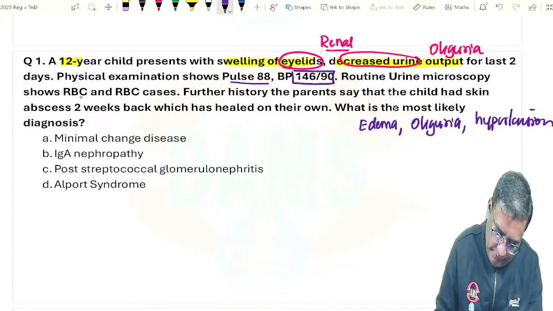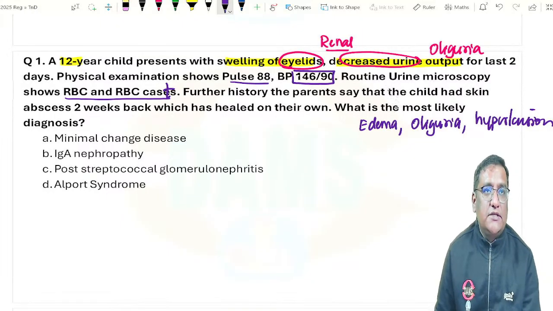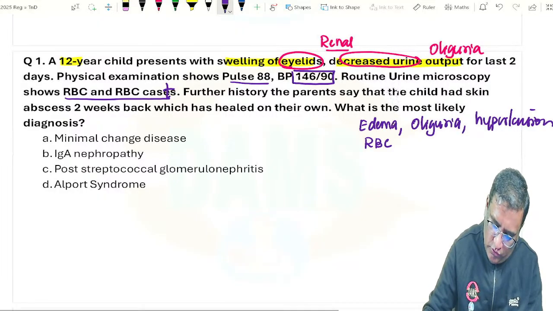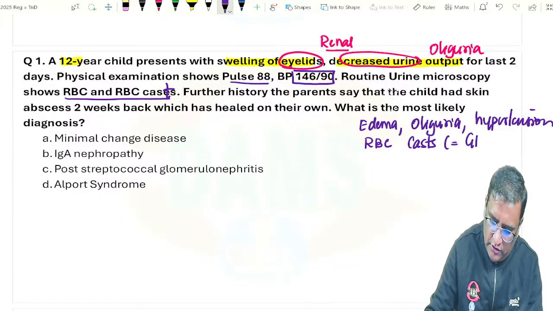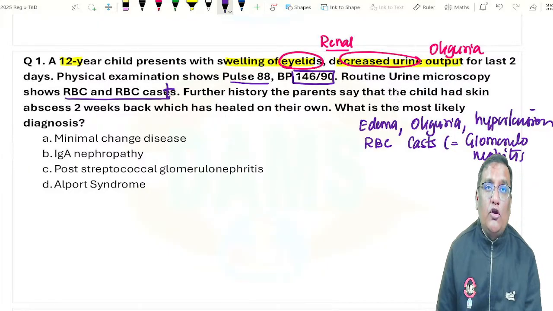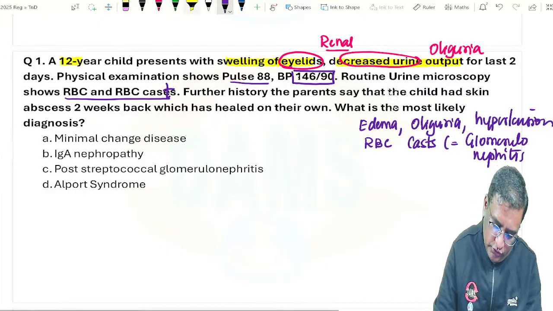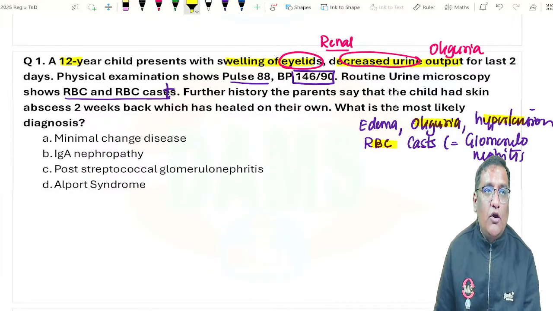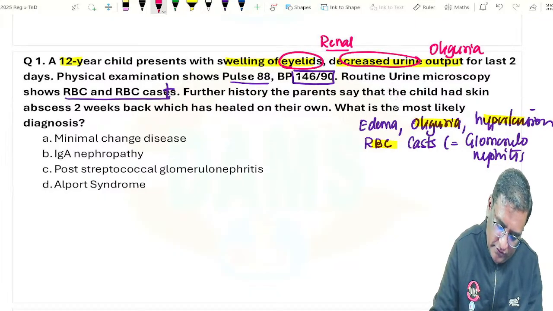Routine urine microscopy shows RBC and RBC casts. So it is a misprint here. It has become cases. Casts it should be. So there is RBC cast. So what are you thinking? The moment I see RBC cast, this will suggest to me it is glomerulonephritis. So the patient is having glomerulonephritis with oliguria and with hypertension and hematuria. All of them. Definitely I am now suspecting.